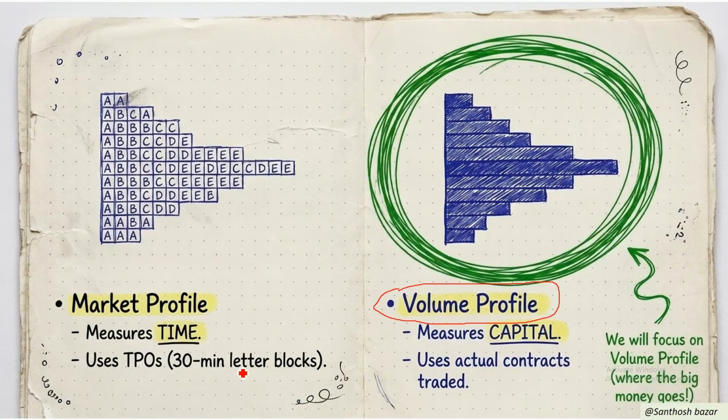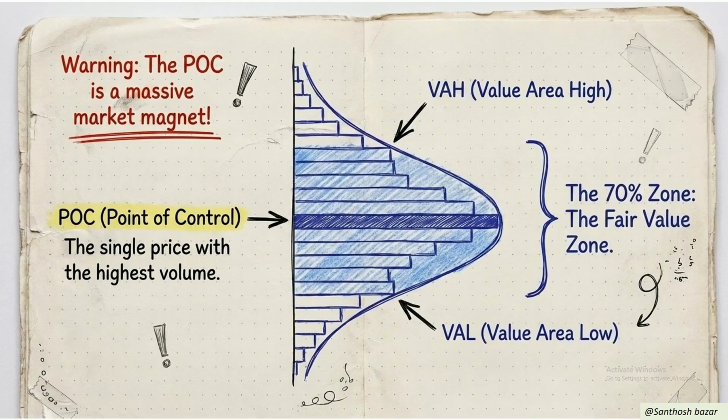So now that we know why we follow volume profile, let's open it and look at its anatomy. There are 3 critical terms you must memorize to read the chart like a pro. Let's see what those 3 terms are. Here it has 3 core components. One is VAH, which is called value area high, and the other is VAL, which is called value area low, and the shaded blue region is the fair value zone.